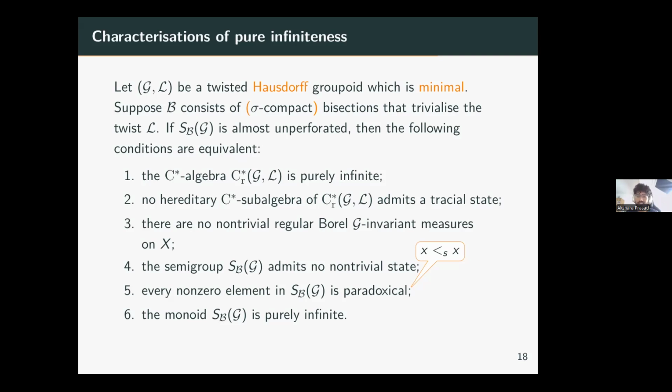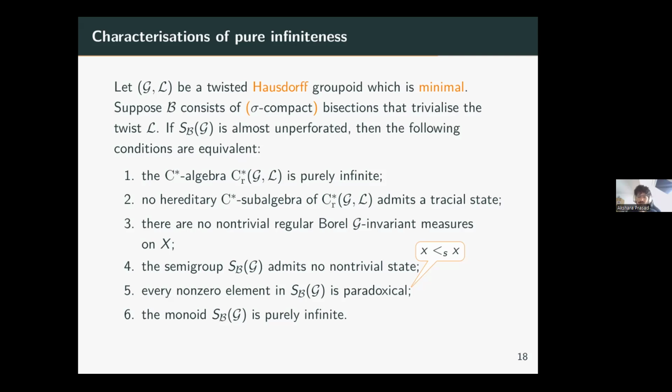Sorry, a small question. Suppose your groupoid is a group. Does this apply? Because then the type semigroup will be classes of subsets of the unit space, which is trivial. So maybe it doesn't apply because it's not unperforated.